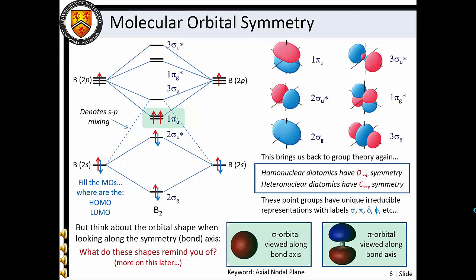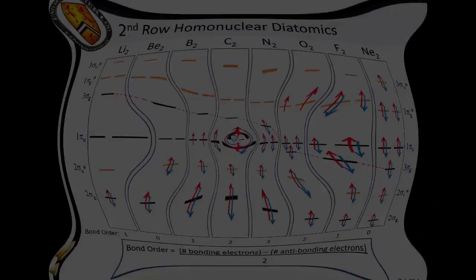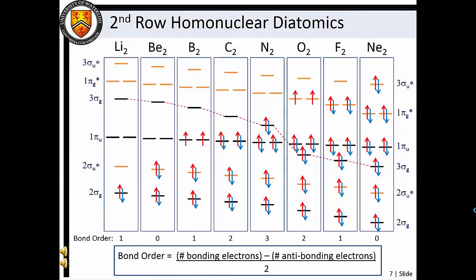Note that here the lowest unoccupied molecular orbital is the 3 sigma g MO, which has been shifted above the 1 pi u MO owing to an interaction known as SP mixing. If we view the MO diagrams for all of the second row homonuclear diatomic molecules side by side, the effect of SP mixing becomes very apparent.